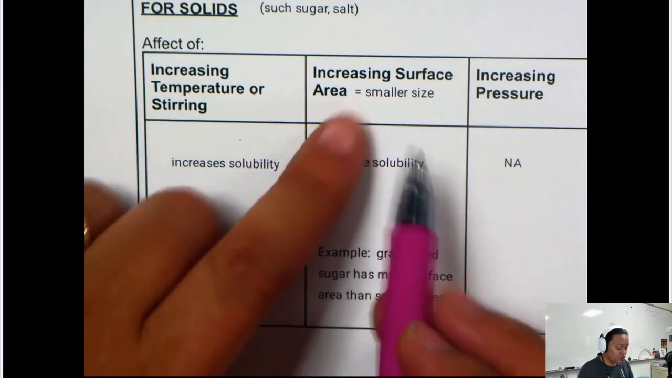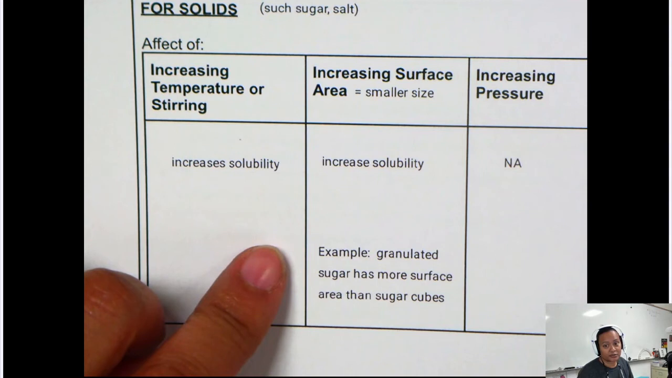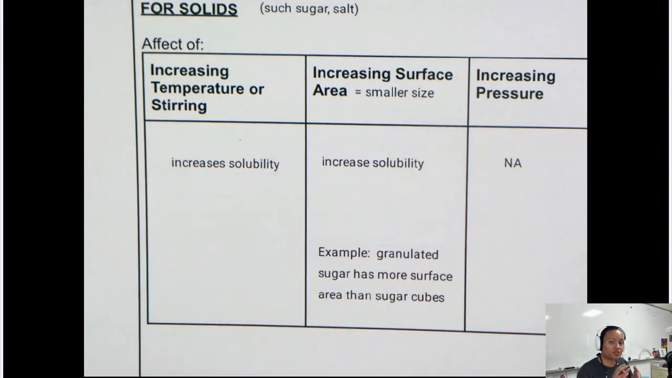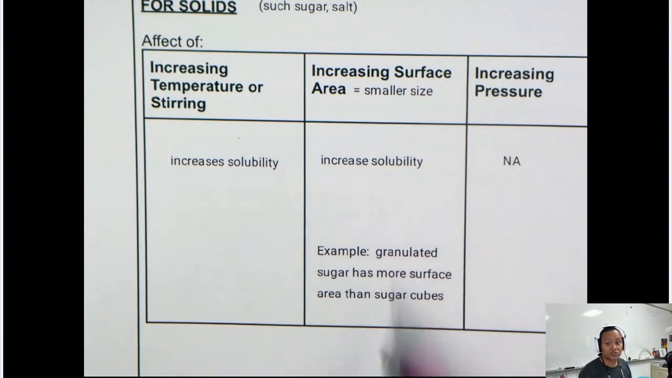So actually, the smaller the object is, the greater the surface area it has in relation to its volume. So when we say increase the surface area, we're talking about actually making the particles smaller. That will increase the solubility. So if I use granulated sugar, the little grains, a teaspoon of sugar with all the tiny grains, versus a sugar cube, which one is going to dissolve faster?